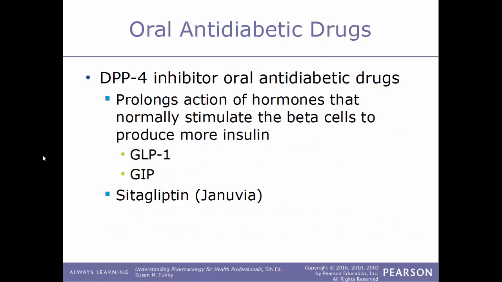So another class of antidiabetic drugs are the DPP-4 inhibitor drugs. And these act because they will prolong the action of hormones that normally stimulate the beta cells to produce more insulin, such as GLP-1 and GIP. And those stand for glucagon-like peptide 1 and gastric inhibitory polypeptide. An example of this kind of drug would be sitagliptin, which is sold under the trade name Januvia.